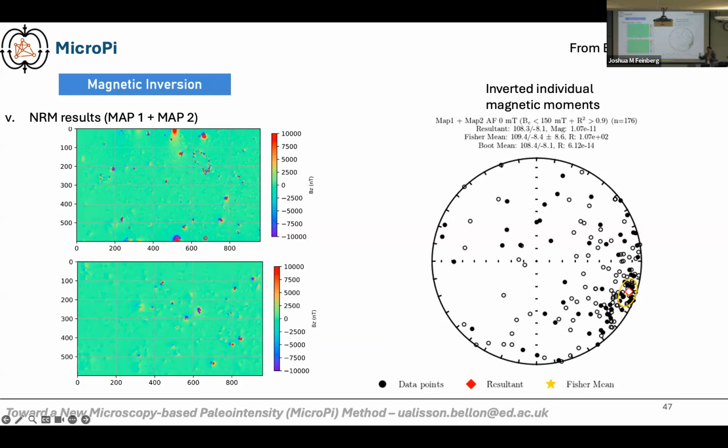What that basically means is that the Fisherian mean considers unit vectors. And for the red one, we're actually considering the magnitude of the magnetization that we have inverted. So in one, we're only considering the directions, and in the other one, we're considering the magnitudes. And this is for the NRMs, compared with the result that we have measured for the whole thin section. So we perfectly reproduce it.